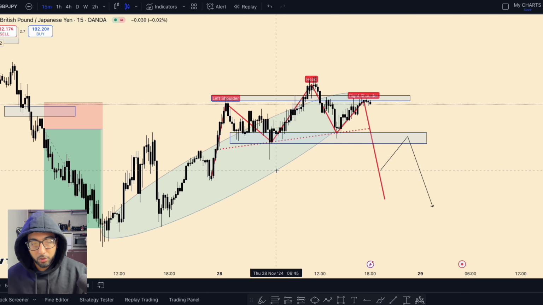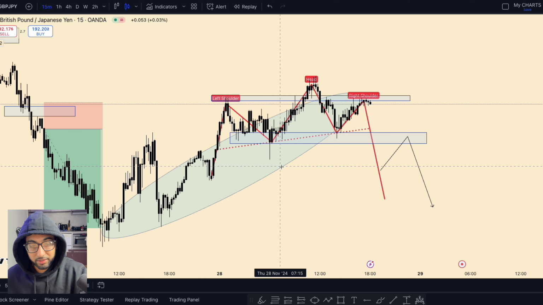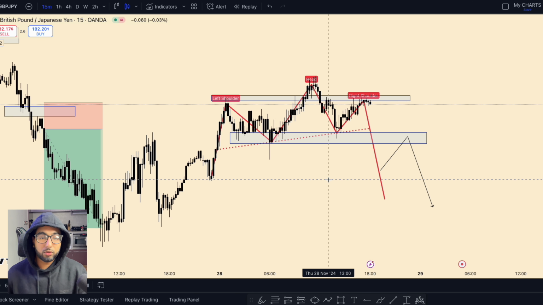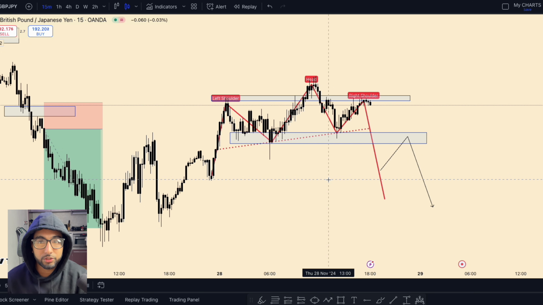It's literally as simple as that, guys. It's not that difficult. You need to just keep practicing. You're gonna get faked out a lot. You're going to get false entries. You're gonna force entries. That's part of the game, guys. It's literally part of the game.